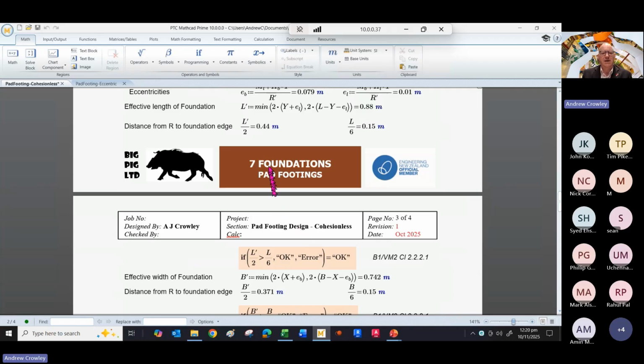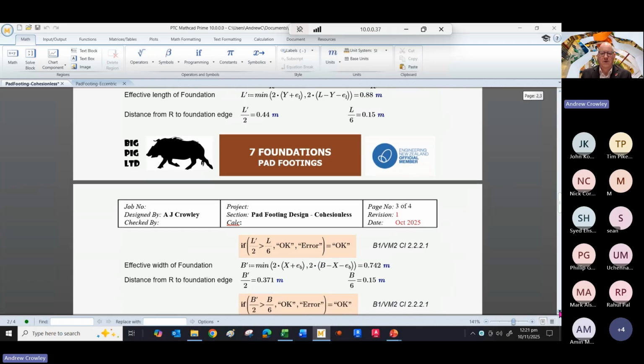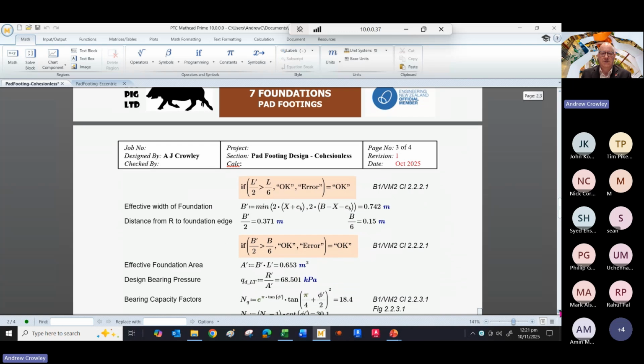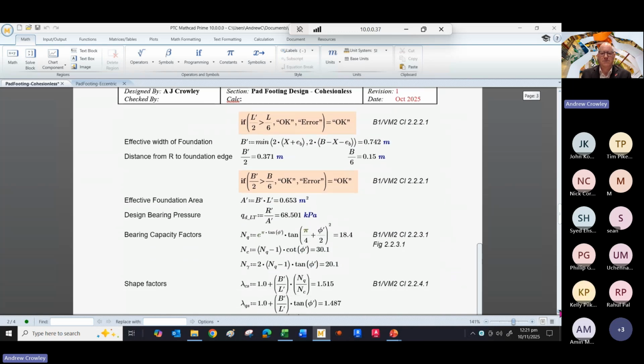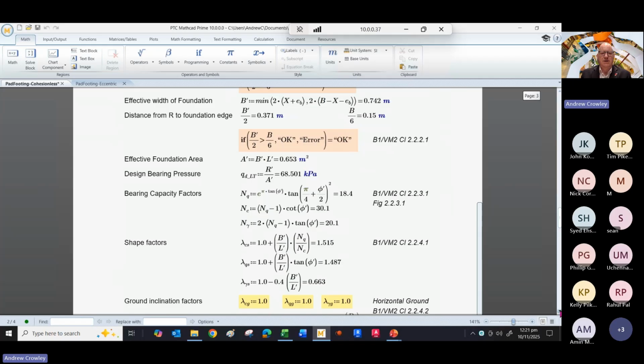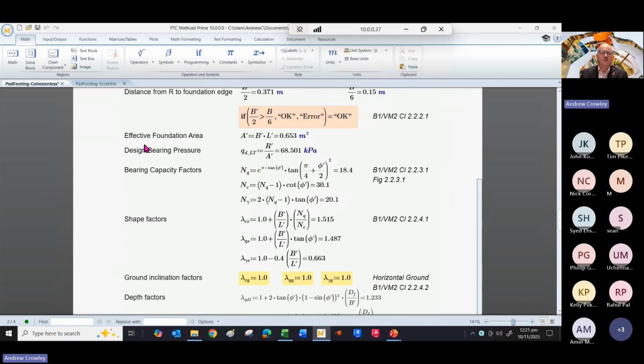And the effective width is 742 millimeters. You can do a quick check as to whether those dimensions are within the middle third. So compare the L/2 with the actual dimension over 6, and then we go OK. If we're not, we need to go back and do some adjustment to the size of our pad foundation. So now we look at the effective area of the foundation, A dash, based on the effective width multiplied by the effective length, which gives us a design bearing pressure, i.e. the applied bearing pressure of 68.5 kilopascals.